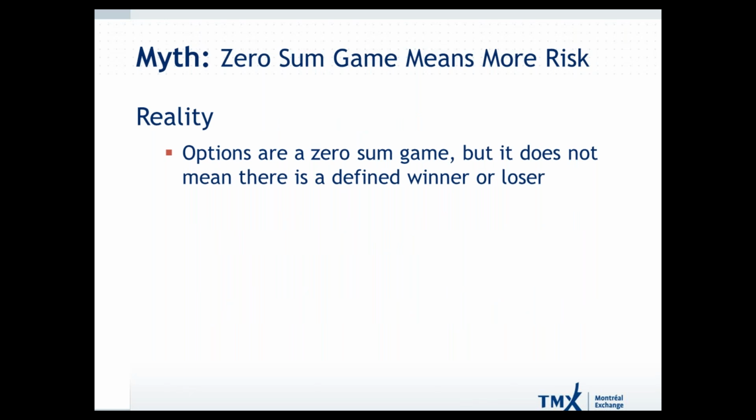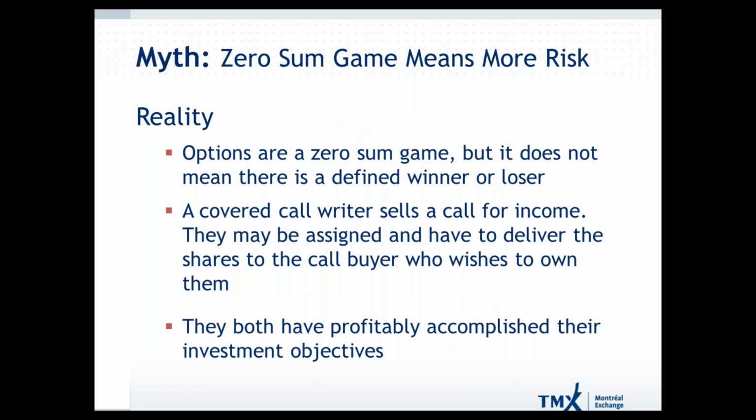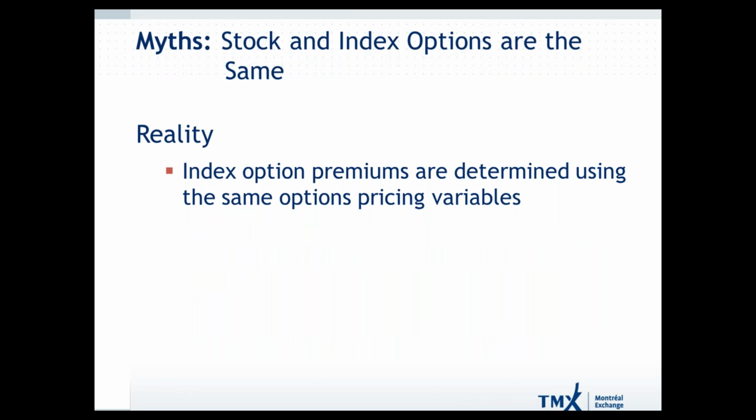So to simplify it, it doesn't mean that there's a defined winner or loser. The covered call writer sells a call for income. They may be assigned and have to deliver the shares to the call buyer who wishes to own them. They both, in each case, have profitably accomplished their investment objectives, even though one side has essentially lost the premium associated with the option contract and the other has in fact gained. In reality, they both accomplished what they set out to accomplish.